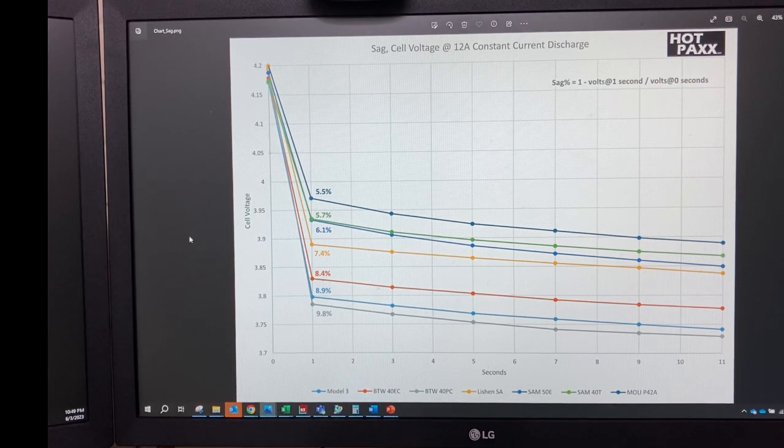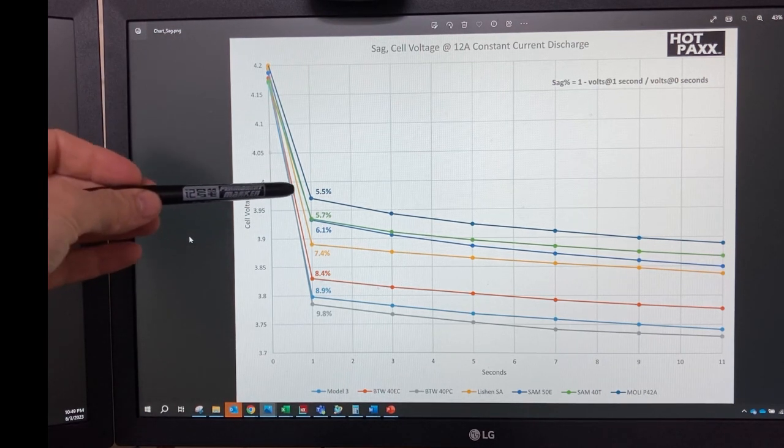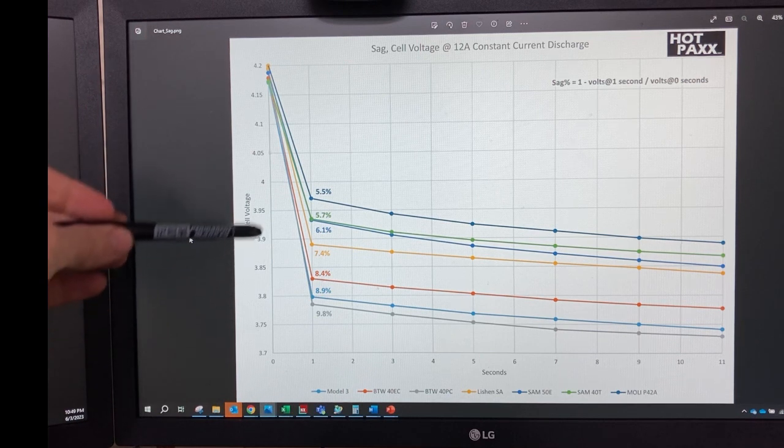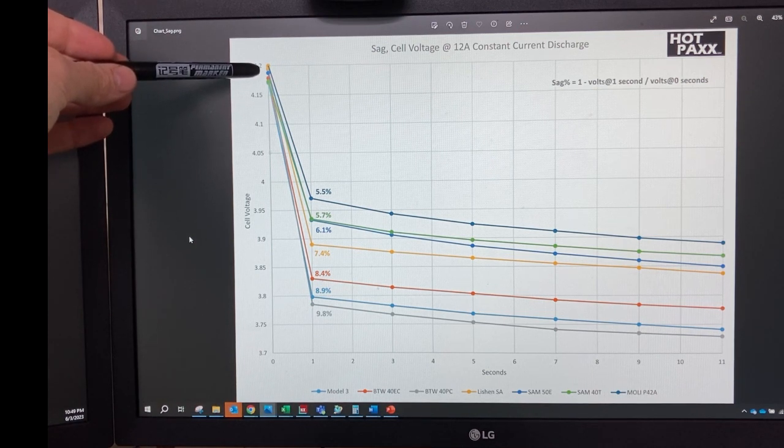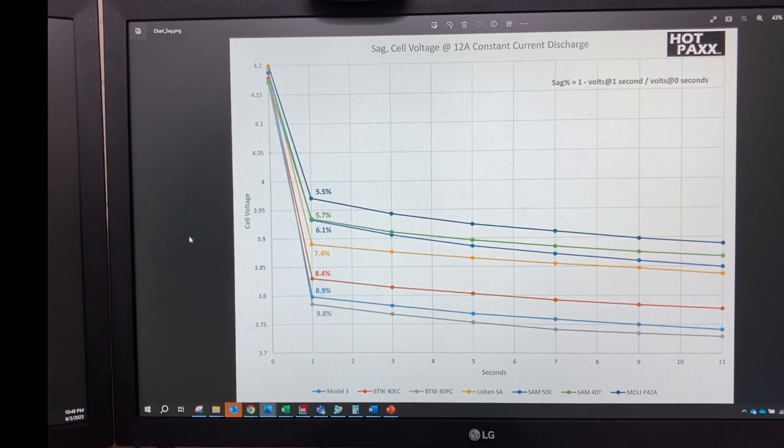And the way I'm defining the percent sag is I'm looking at the voltage at 1 second. So this is the volts over here, the voltage at 1 second, minus the voltage at open circuit at 0 seconds. And then I'm taking one minus that. So kind of like voltage loss as a percentage of the open circuit voltage. And what we see then is that the MOLI cell did the best, and the BTW 40PC cell did the worst at 9.8%. But what I want to talk about was the delta between the two. So if we take the best cell and the worst cell, the difference in sag is 4.3%.